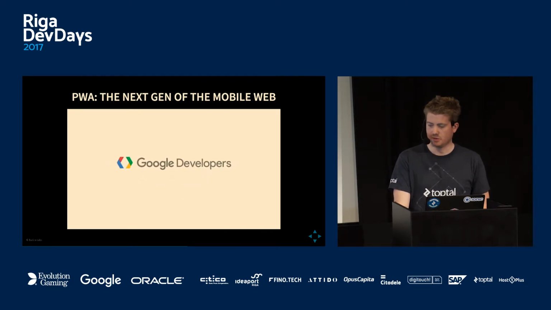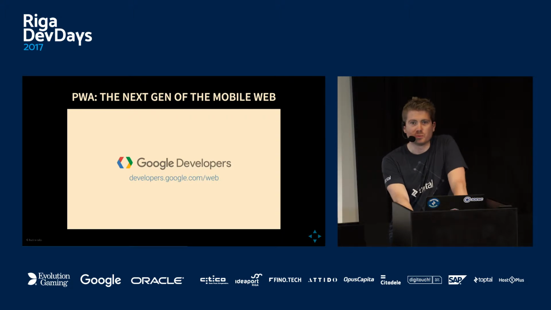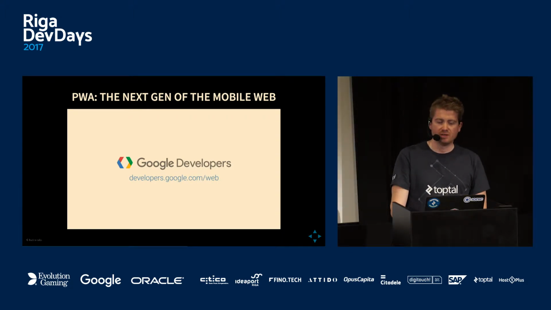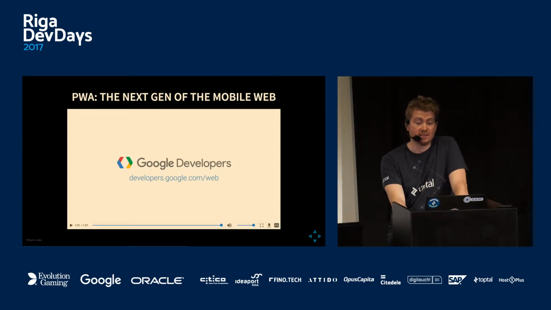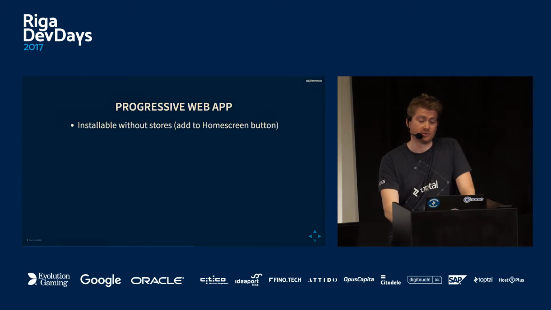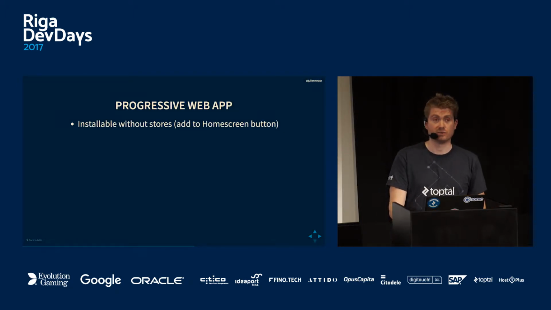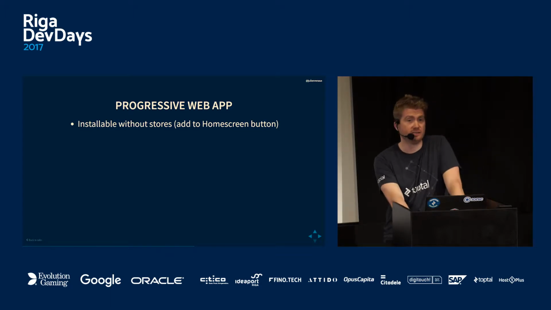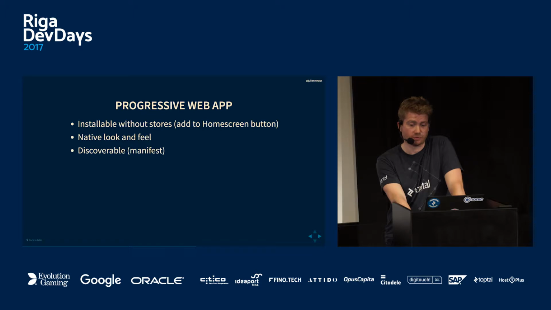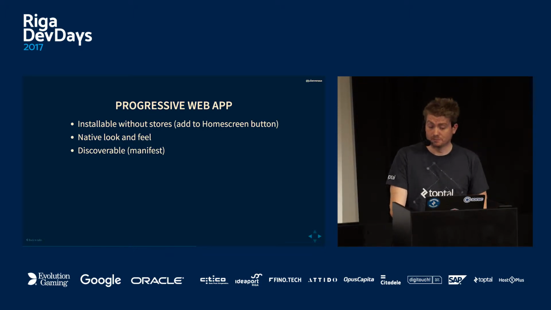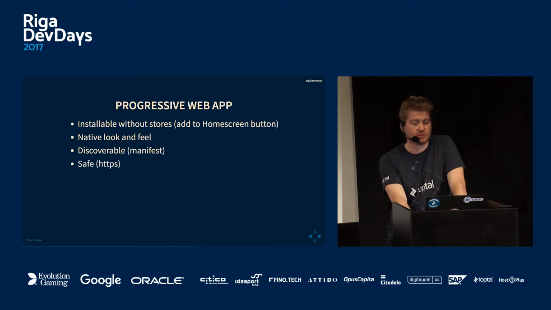Okay, so let's recap what we just saw. A progressive web app is installable without the stores via the Add to Home Screen button you have on the menu. It has a native look and feel. Your app is directly searchable on Google, and you can directly install it through Google. Your app runs on a secure connection and uses a service worker.